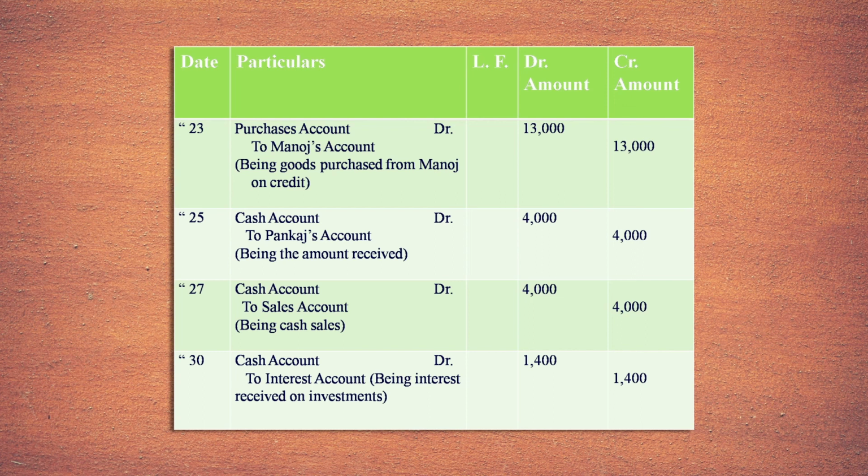Next one is cash account debit to sales. So you will find 4,000 in the debit side of cash account and 4,000 in the credit side of sales account. You can check 4,000 to sales. Last, cash account debit to interest account. So you will find 1,400 in the debit side of cash account and 1,400 in the credit side of interest account. You can check it. 1,400 in the debit side of cash account, to interest 1,400, and in interest account you will find by cash 1,400 rupees.